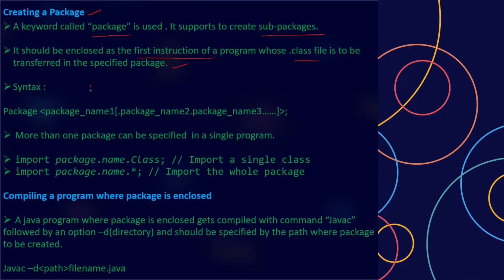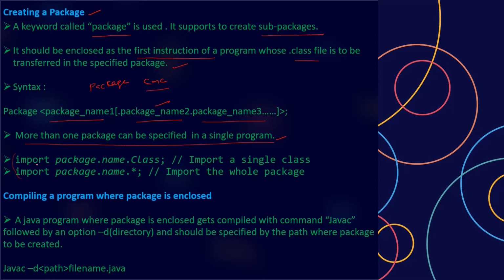I'm going to create my package with the keyword package, followed by the package name, which I'm going to take as CMC, or I can take one more package name 2, one more package name 3, and so on. I can take a number of packages, and that is not mandatory. I can stop with only one package also. More than one package can be specified in a simple program as the syntax suggests. So how am I going to import this? This we are going to learn at the point of import.